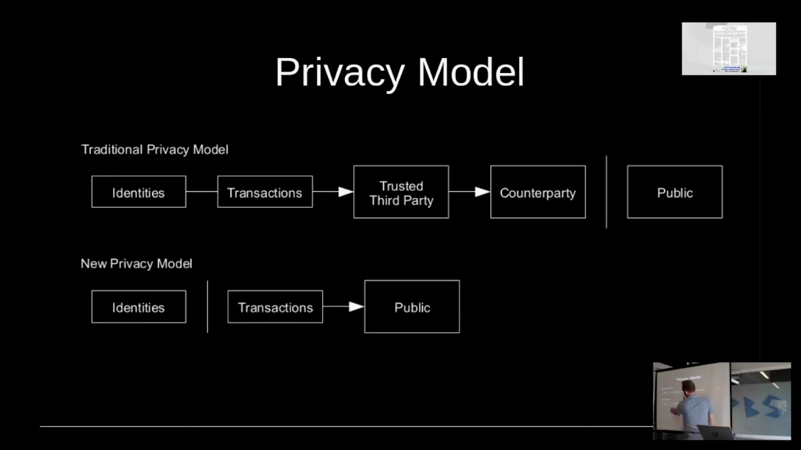Whereas the new privacy model is, okay, your transactions are public, but we're not sure who the identity is.